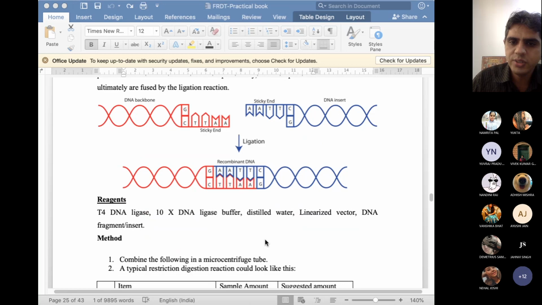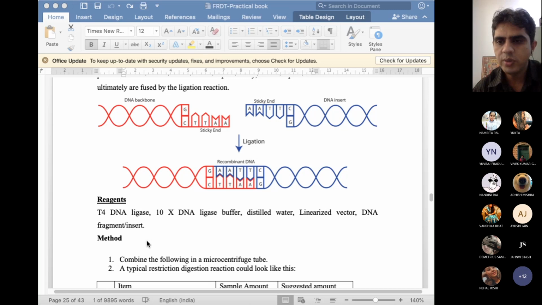So what are the reagents you need? Reagent wise, you need T4 DNA ligase and 10x DNA ligase buffer. This buffer is going to have ATP itself, so you don't need to add ATP from outside. ATP is a must because that is where you get the energy, or the ligases might be adenylated, so you may say these are adenylated ligases. You also need a linearized vector and a DNA fragment that you call the insert. These are the requirements.